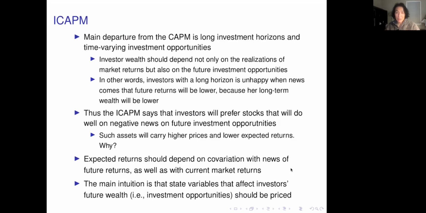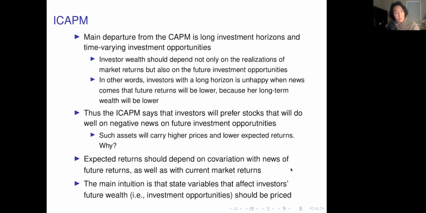In other words, investors with long horizons are unhappy when news comes that future returns will be lower, because the long-term wealth will be lower. Thus, the ICAPM says that investors will prefer stocks that will do well on negative news about future investment opportunities or future wealth. And these kinds of assets will carry higher prices and lower expected returns.